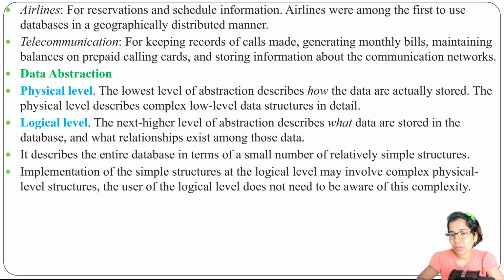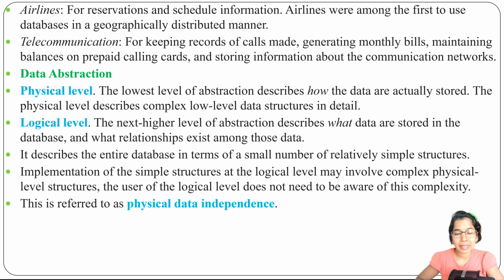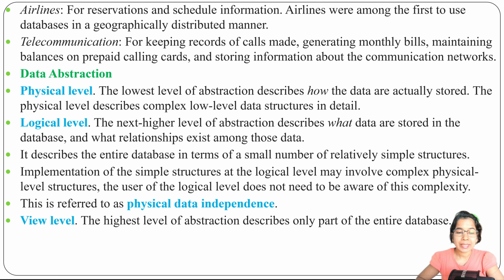Okay, and when someone is using that database, they don't need to be aware of the physical level. They can just use the logical level. So that's called as physical data independence. If someone is using some data, they just know the logical level without being aware of the physical level, how exactly data is stored. They are just using it without knowing how it is exactly stored. That's called as physical data independence. Next is view level. The highest level of abstraction is the view level. There can be multiple views for the same database.